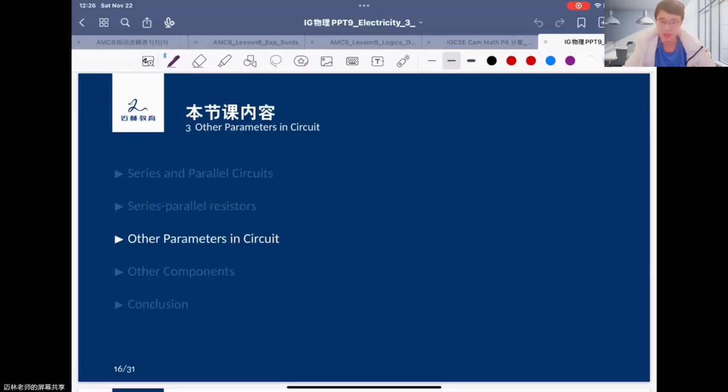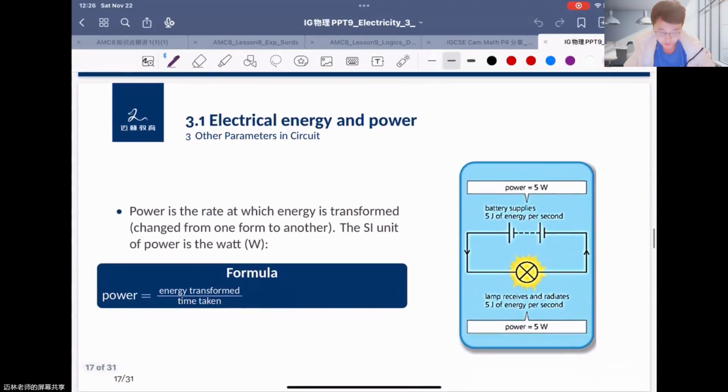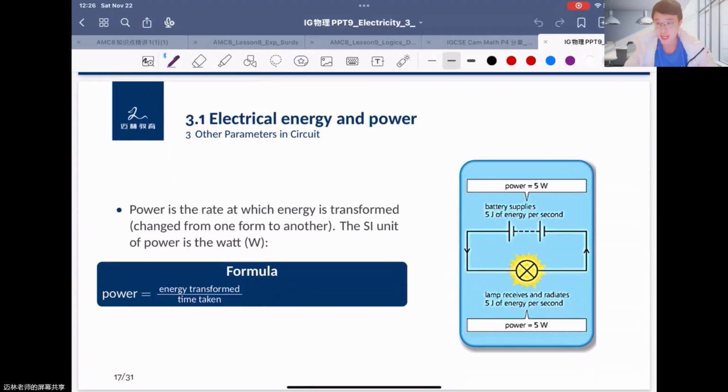Okay, hello everyone. Today our topic is about other parameters in the circuit, okay? So let's move into the first part, which is about electrical energy and power. First we are discussing power.